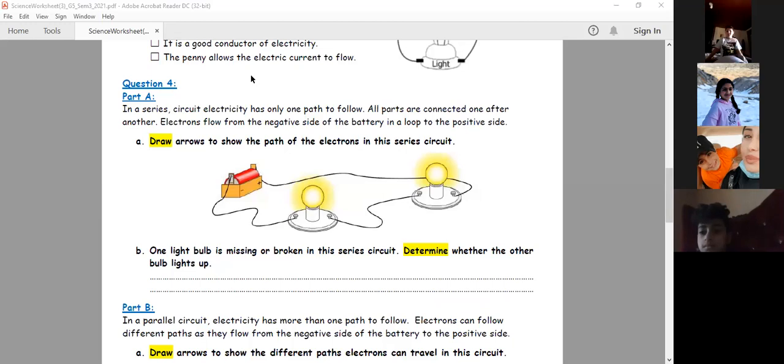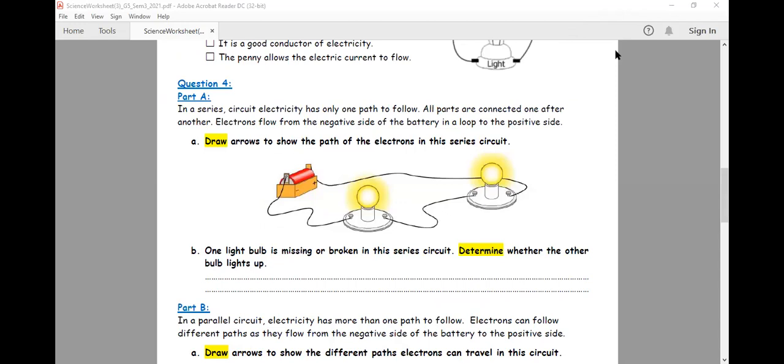In question number 4, in a series, so this is a series circuit. In a series, electricity has only one pathway or one path to follow. All parts are connected one after another. Electrons flow from the negative side of the battery to the positive side of the battery. Draw arrows to show the path of the electrons in the series circuit.